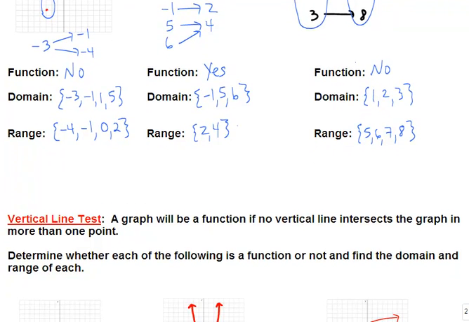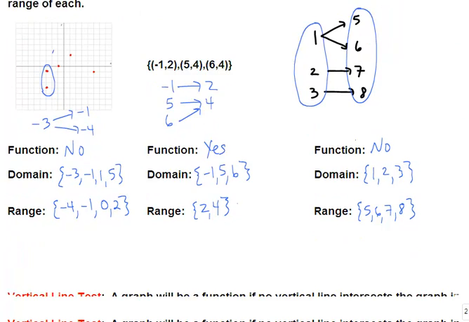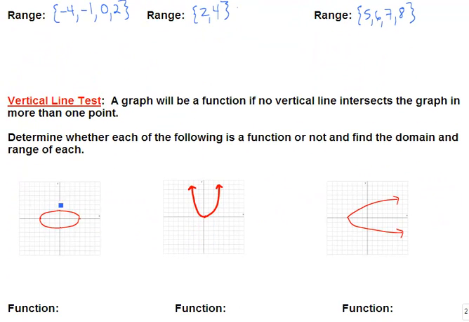Okay? Now, those examples all had distinct points, so when we wrote our domains and our ranges, they were written as sets. In the next few examples, we're going to have nice connected graphs. So when we write our domains and ranges for these, we're going to be using not sets, but interval notation. And we're also going to be using a new test called the vertical line test, which is an easy visual test to use to determine if something is a function or not.